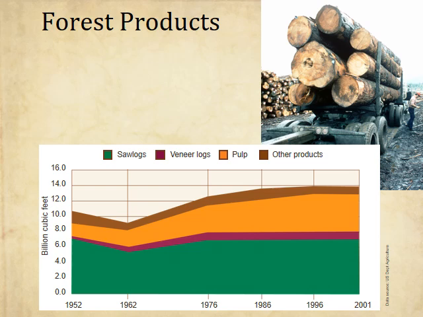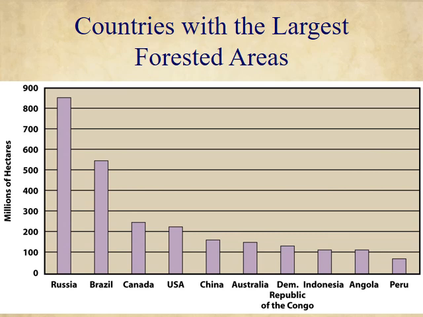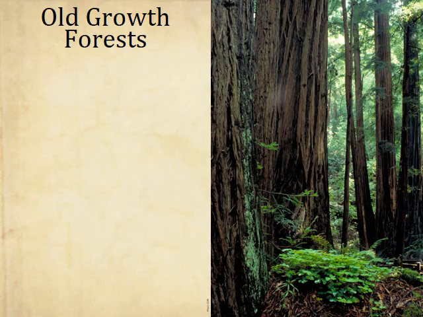So our forest products have remained steady since the middle of the last decade. We have a lot of saw logs, veneer logs, which means like the pretty stuff, pulp for paper, and then other products that also come from forests. Russia has the largest forested areas, followed by Brazil, Canada, and then the US. A lot of our rainforests have been cut down. Russia is also a very, very large country that actually has mostly boreal or coniferous forests.